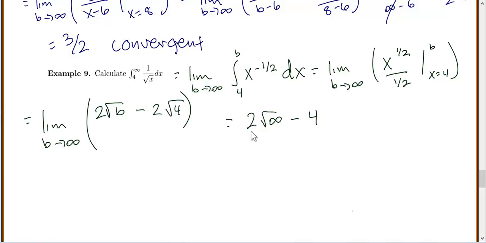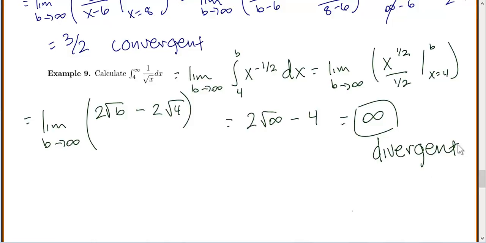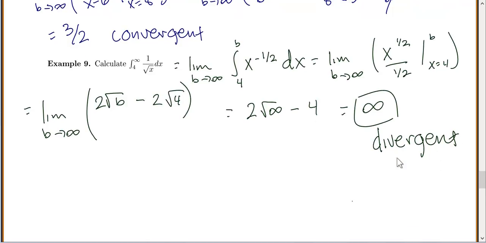Okay, notice right here, 2 times the square root of infinity, we're not actually dividing by big numbers, we're multiplying by big numbers. So our numbers are just going to keep getting bigger and bigger, and they never get smaller, no matter what we do. So we end up with infinity. Because we ended up with infinity, we say that this integral is divergent. We cannot actually find the area underneath it because it doesn't get small enough fast enough.